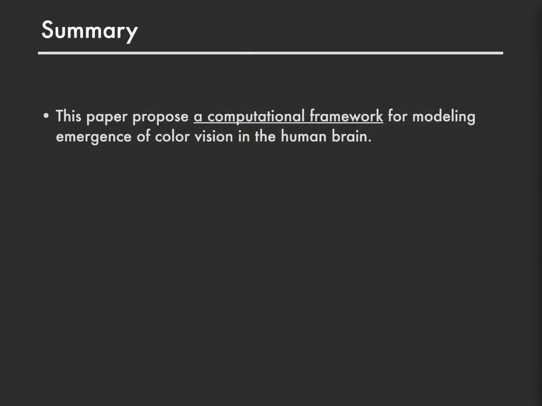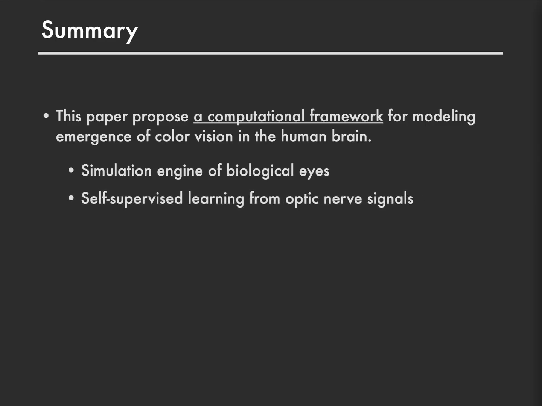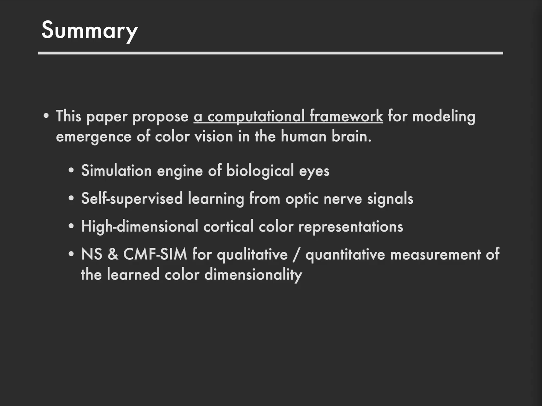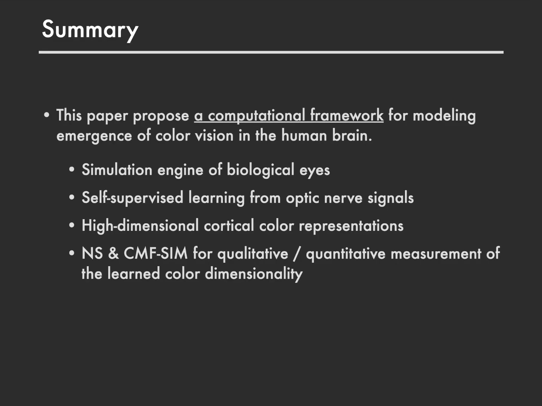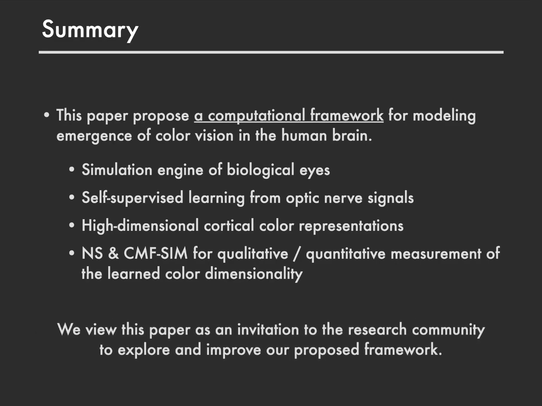In summary, this paper proposed a computational framework for modeling the emergence of color vision in the human brain. We introduced the simulation engine of biological eyes, proposed self-supervised cortical learning purely from optic nerve signals, defined high-dimensional cortical color representations, and verified the color dimensionality using Neuroscope and CMF Sim. We view this paper as an invitation to the research community to explore and improve our proposed framework.